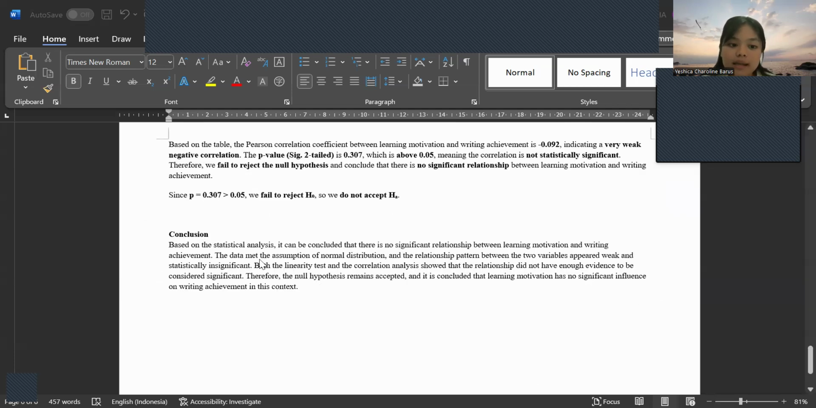For the conclusion of the test, based on the statistical analysis, it can be concluded that there is no significant relationship between learning motivation and writing achievement. The data met the assumption of normal distribution, and the relationship pattern between the two variables appeared weak and statistically insignificant. Both the linearity test and the correlation analysis showed that the relationship did not have enough evidence to be considered significant. Therefore, the null or H0 hypothesis remains accepted, and it is concluded that learning motivation has no significant influence on writing achievement in this context.